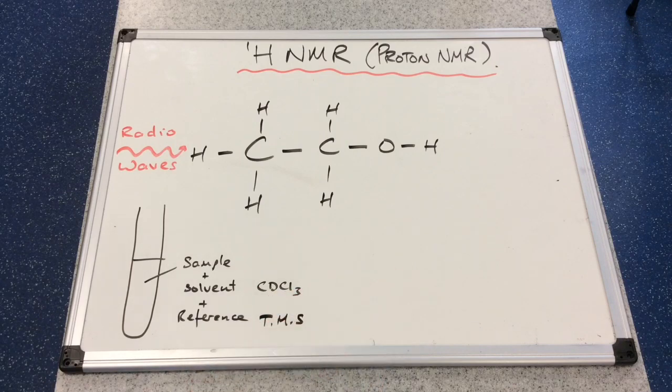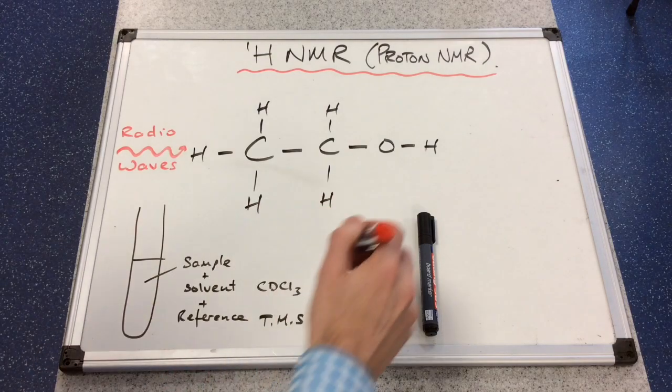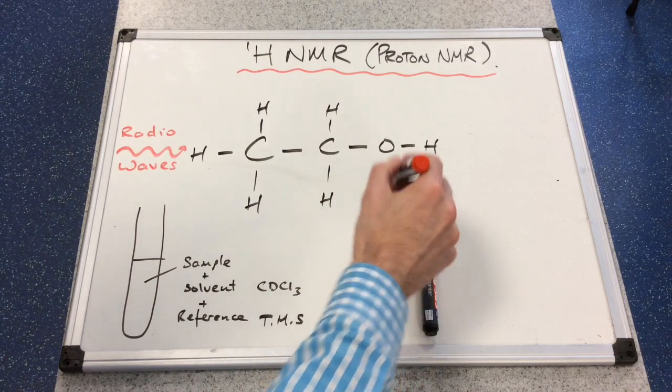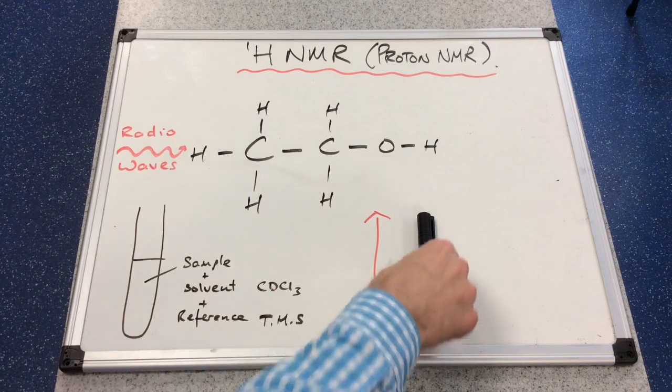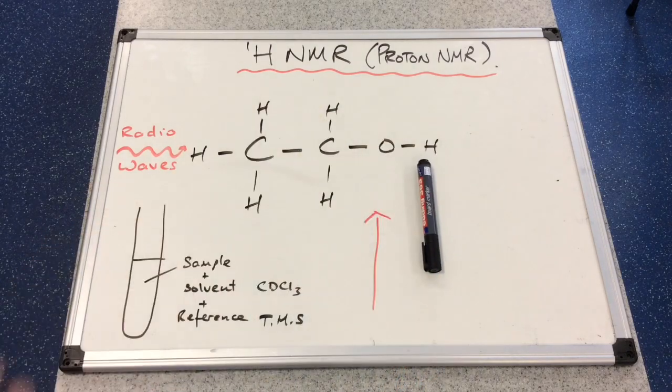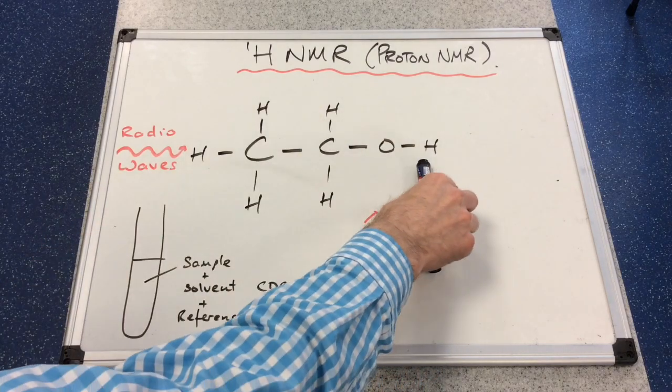There's also a reference molecule in there as well, and the reference molecule is still TMS, that's tetramethylsilane. What happens is you apply radio waves to the molecule, and it measures the amount of energy required to flip the nucleus spin state from that in the same direction as the external magnetic field to the opposite spin, and that's the resonance part.